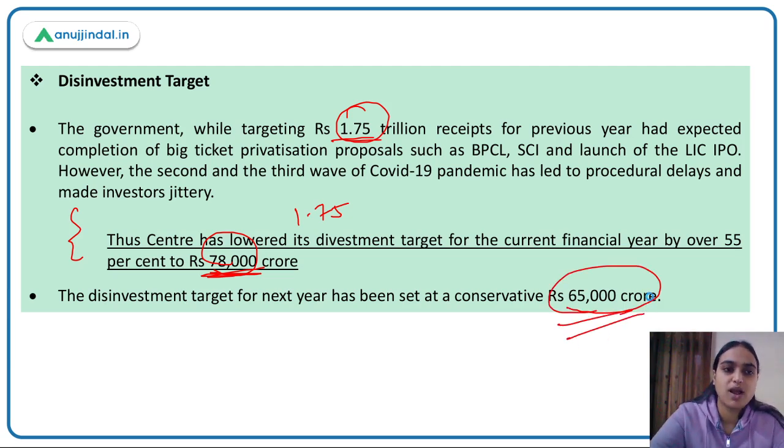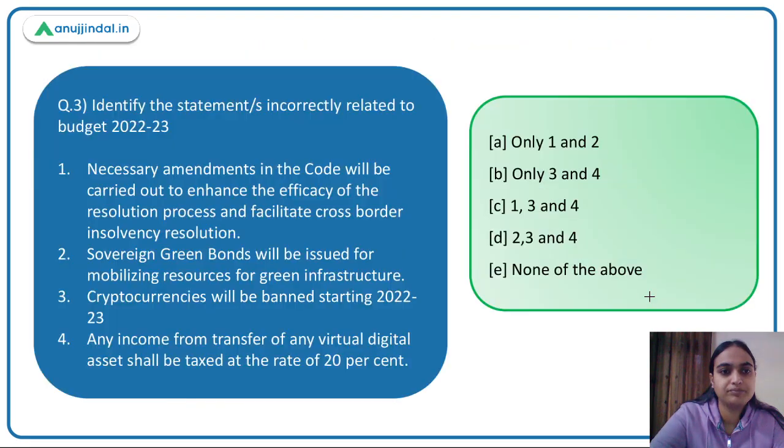Alright, so coming back to our question now, we have to identify the incorrect statement related to the budget. Necessary amendments in the code will be carried out to enhance the efficacy of the resolution process and facilitate cross-border insolvency resolution. Yes, this would be the IBC code. So necessary changes will be made in the IBC code so that cross-border insolvency is focused on. It's correct. Sovereign gold bonds will be issued to mobilize green infrastructure. This is also correct.